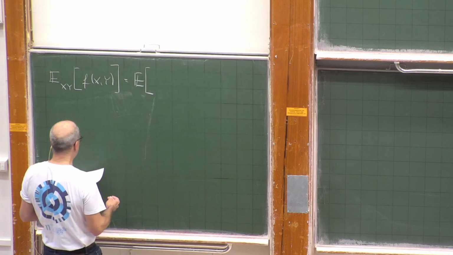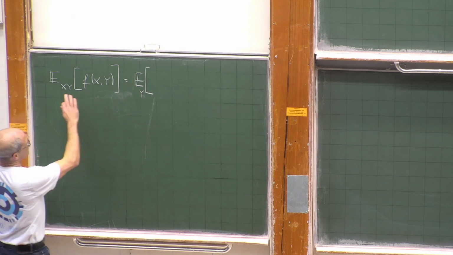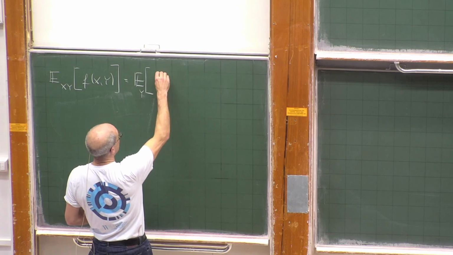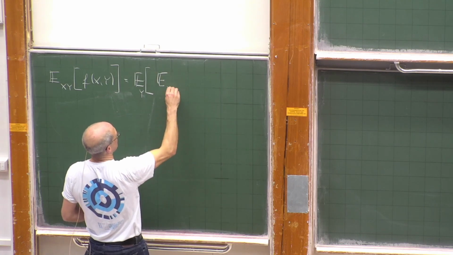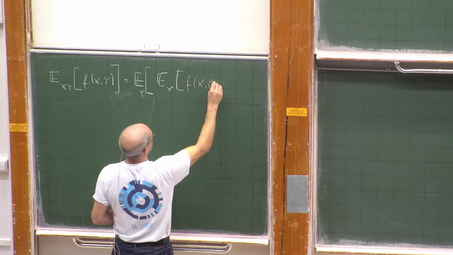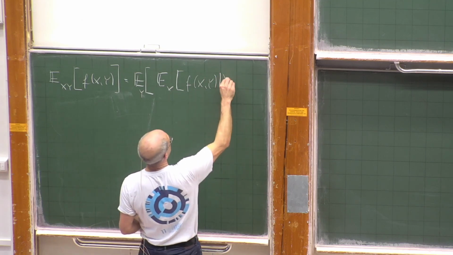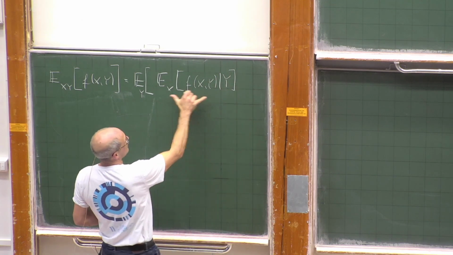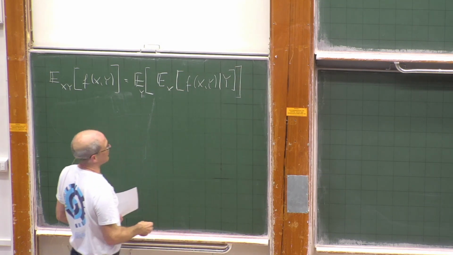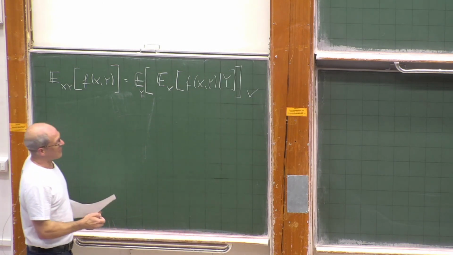So what we can do is, rather than taking both expectations at the same time, we can take the expectation with respect to y, and then we can take the expectation with respect to x of our function of two random variables. And now we condition this on y. Then we obtain something which depends on y only, and from that we can take the expectation. Yeah? So this is the correct version.